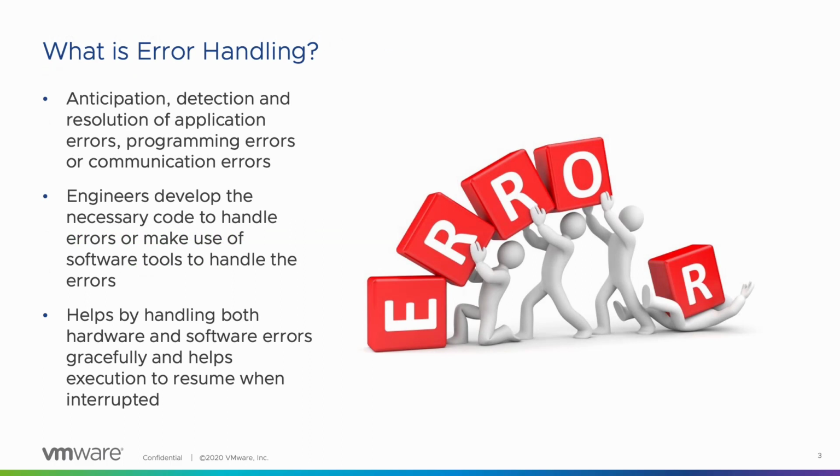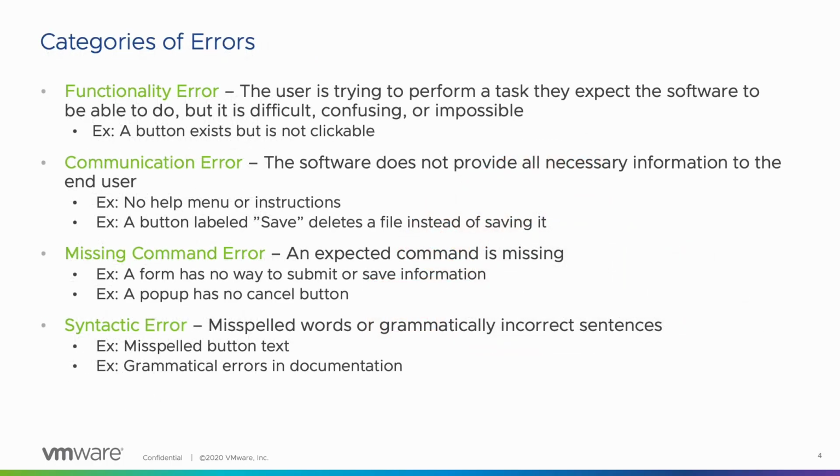An important element of any software application is concise, useful error handling. Error handling refers to the anticipation, detection, and resolution of programming, application, and communications errors. Since errors cannot always be avoided, software should include code or software tools to handle errors in a way that makes it easy for users to understand what went wrong, how to fix it, and how to resume when interrupted. There are 7 categories of errors that can occur in software.